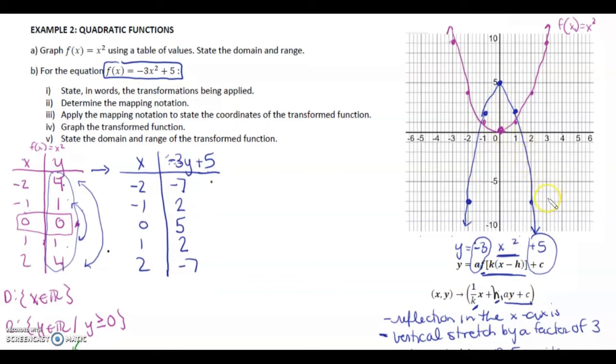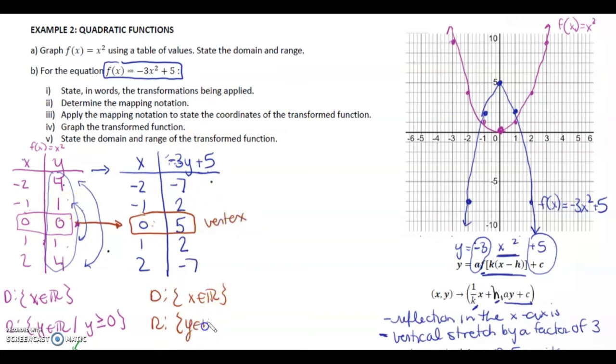Okay, and this is our graph of f of x equals negative 3x squared plus 5. Domain never changes, it is x in R. And when we talk about the vertex, if our vertex was (0, 0), now after applying these transformations it is (0, 5). So if we apply these transformations onto the vertex, this is also going to be our vertex.